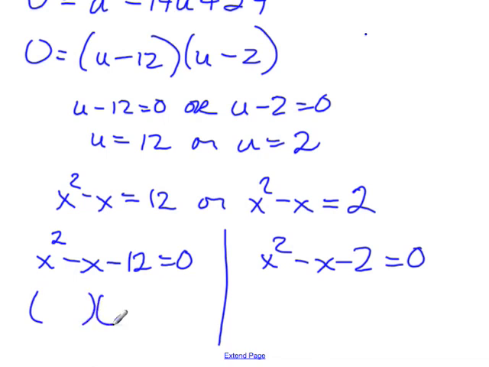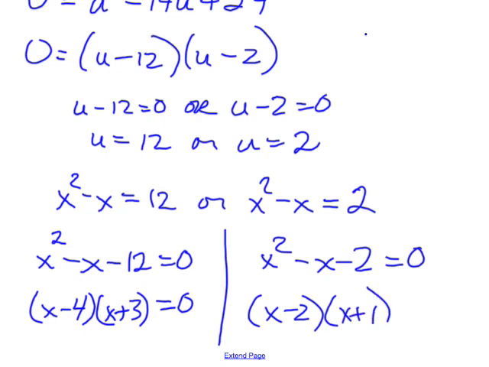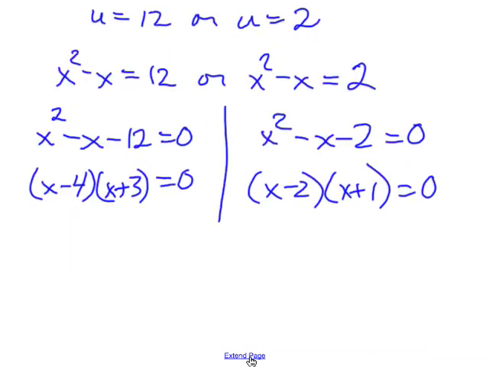I think they both can factor. Nice that they gave us a question like that. x minus 4, x plus 3, yeah, that's right. And over here, x minus 2, x plus 1. Check that, x squared plus x minus 2x, yeah, that's a minus x, and minus 2. That's right. So here my x is going to be equal to 4 and negative 3. Over here my x is going to be equal to 2 and negative 1.